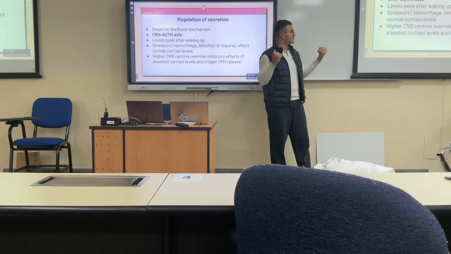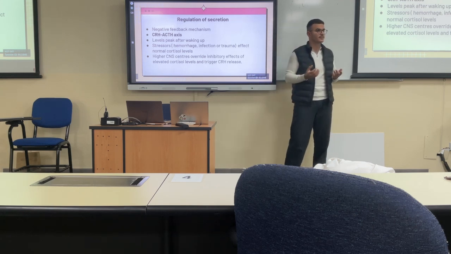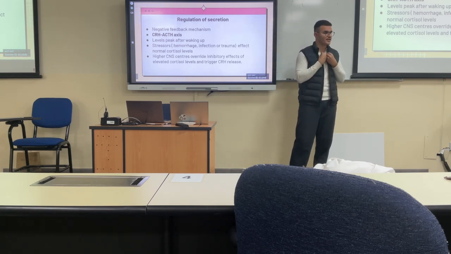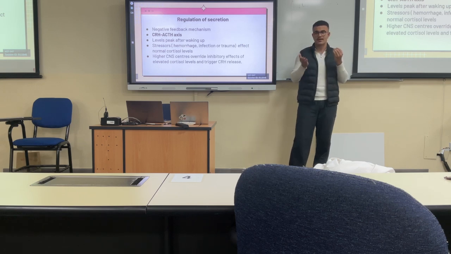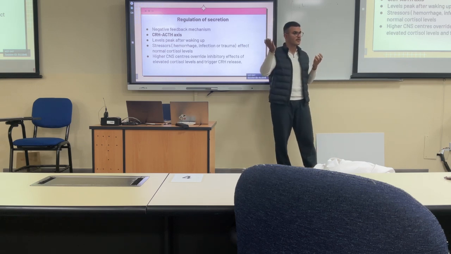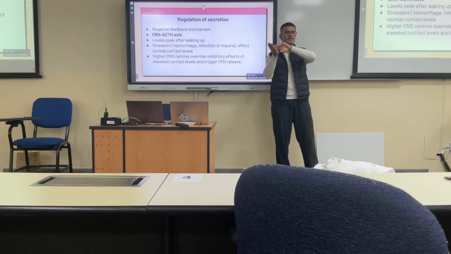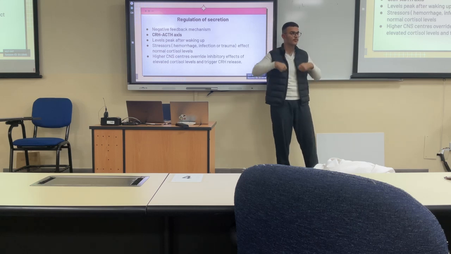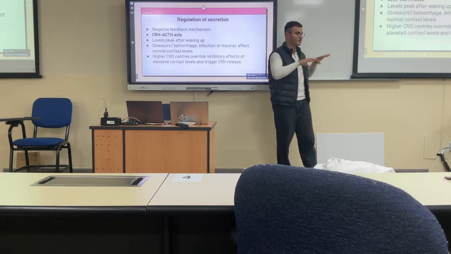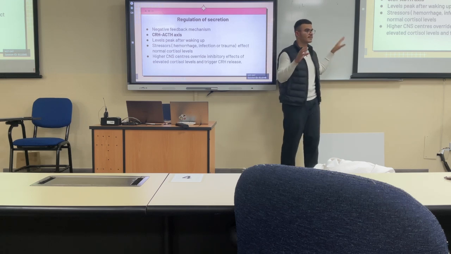We said higher CNS centers override the inhibitory effects, because during physical stress, when someone is injured, they need higher glucose levels. So even if you have high glucose levels, we cannot have the high glucose levels or glucocorticoids inhibiting the ACTH. We need more glucose. This is a special scenario, when your body is under stress.